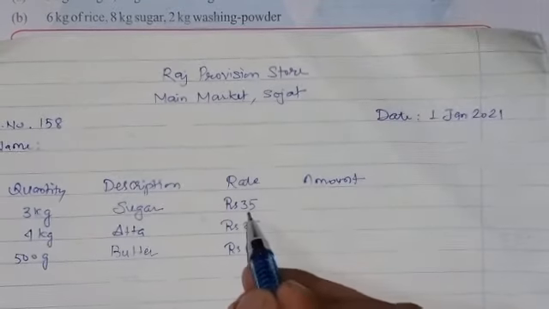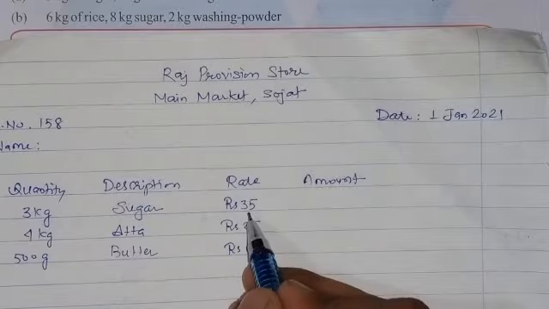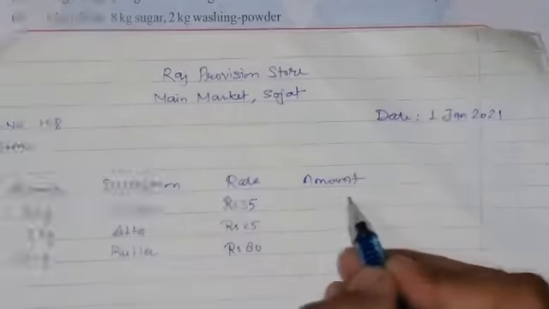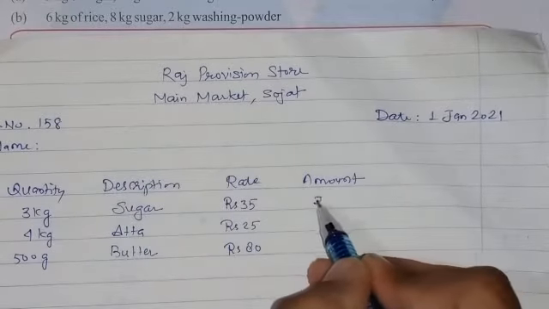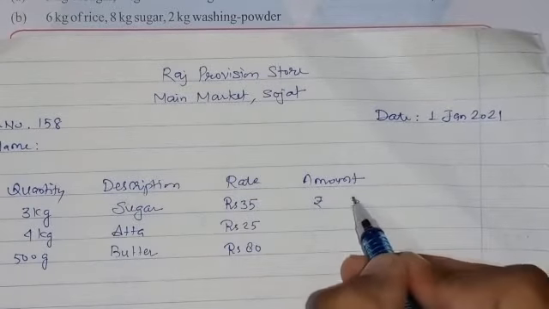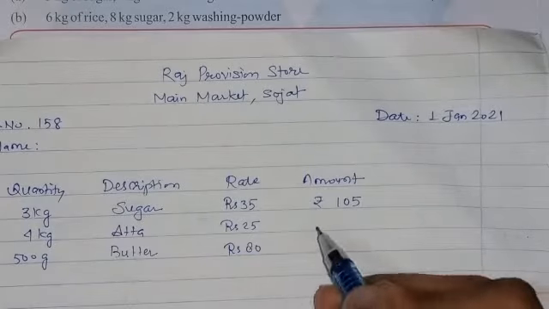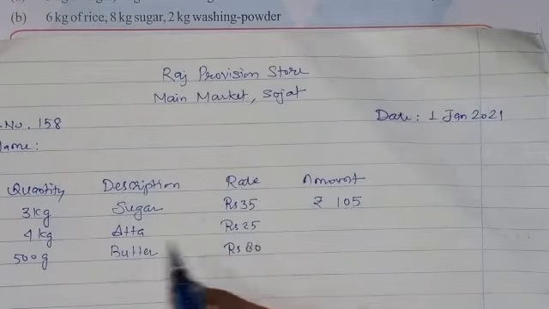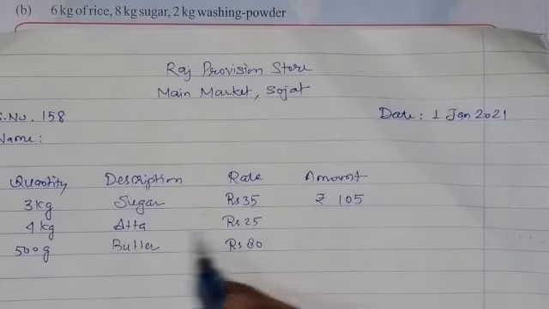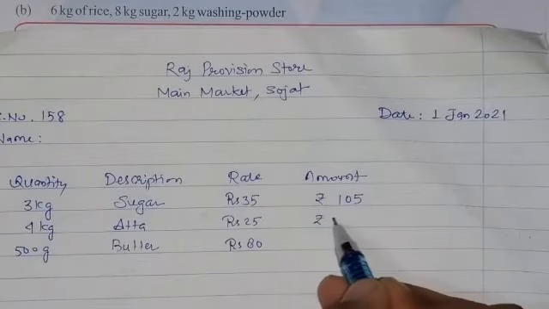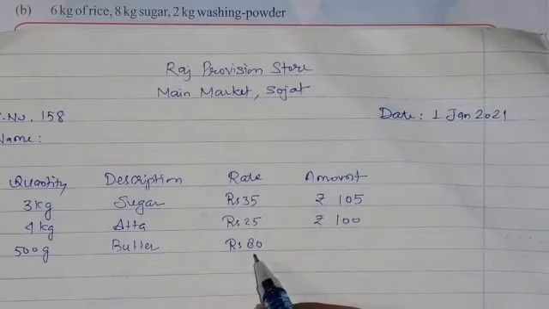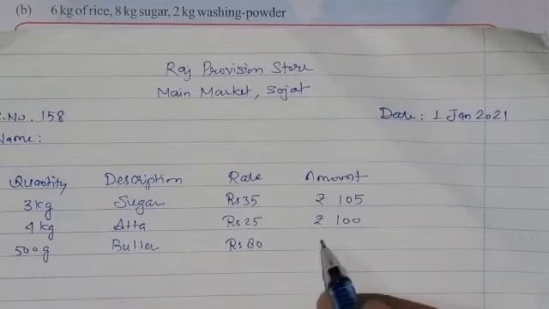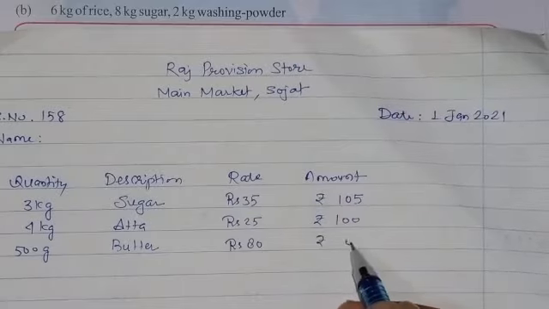Amount means this is the rate of sugar for 1 kilogram. We have purchased 3 kilogram. So 3 into 35 in rupees is 105. Cost of atta per kilogram is rupees 25, and we have purchased 4 kilogram. So total amount will be rupees 100. And this is the cost for 500 gram, and we are going to purchase 500 gram. So the cost is rupees 80 as it is.